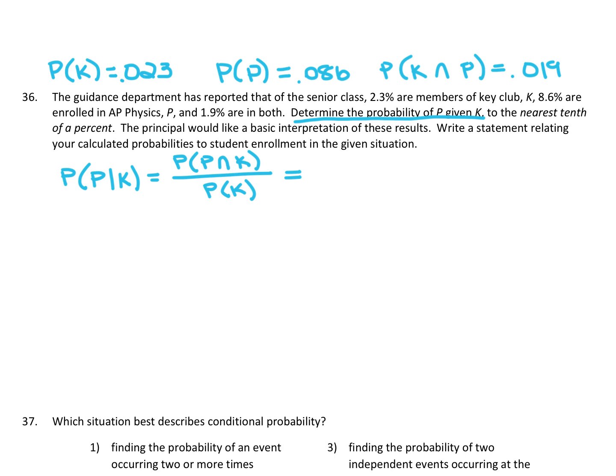So it's equal to the probability of P and K over the probability of K. All right, so we could just plug in the numbers. So the probability, this says K and P. It's not the same thing as P and K. Doesn't matter what order you put them in. So that's going to be equal to 0.019. And in the denominator, the probability of K, we could see is equal to 0.023.